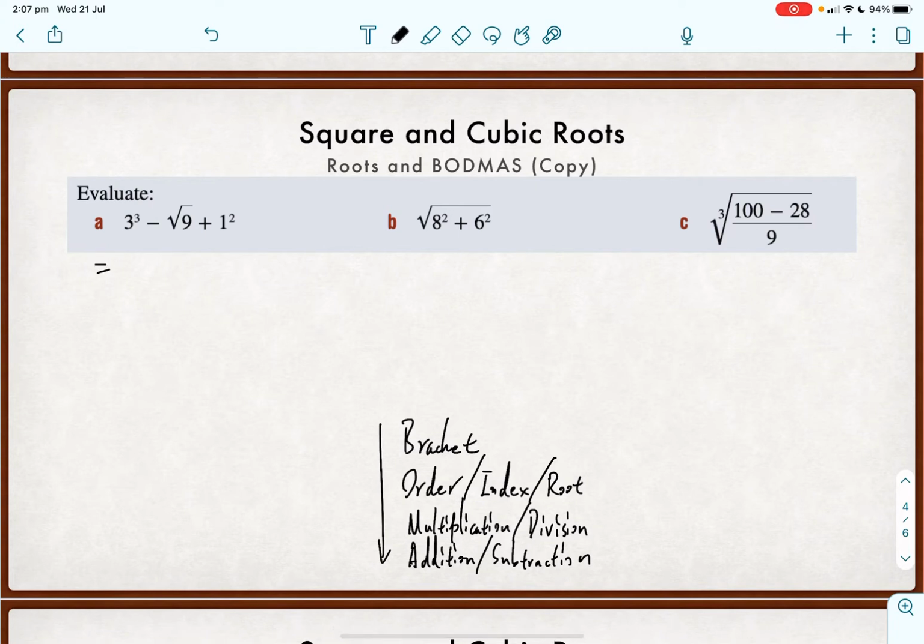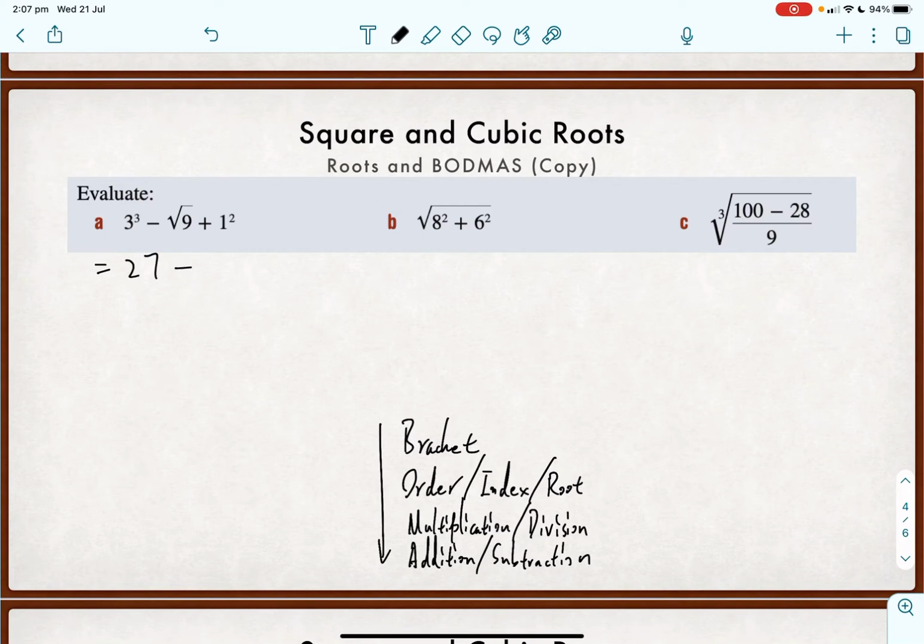Now, first one first. Do we have indices on all three numbers? So we can do these all three together. So 3 to the power 3 is 3 times 3 times 3. 3 times 3 is 9. 9 times 3 is 27. So we've got 27 here.